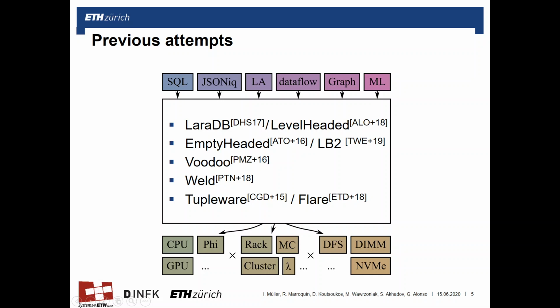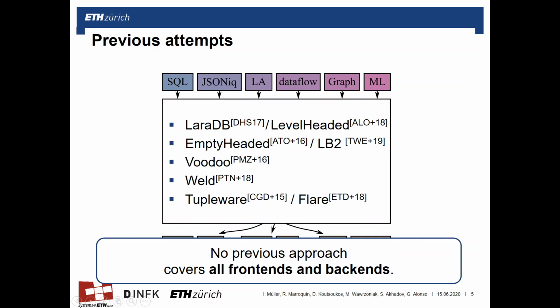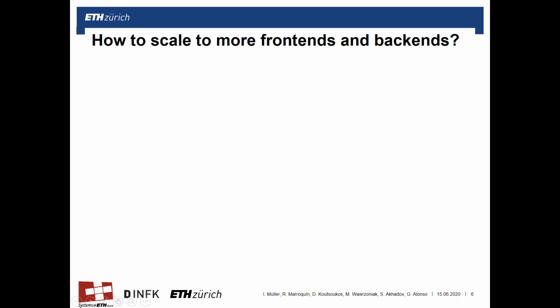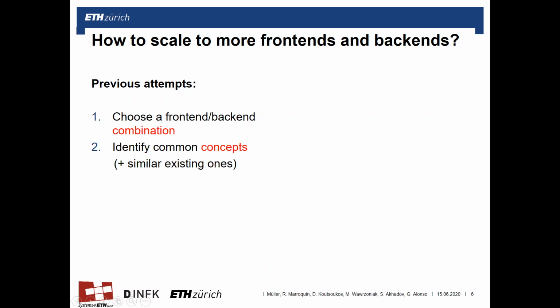However, all of them made some choice, and none of them really covers all of the front ends and all of the back ends. And the fundamental reason, as we believe, is how these systems are built, in a way their development process. What most of these systems do boils down to the following. They choose some front-end, back-end combinations with potentially several front ends or several back ends. They identify common concepts between these front ends and back ends, and then implement the system from scratch, potentially looking at literature to get inspiration on a conceptual level.